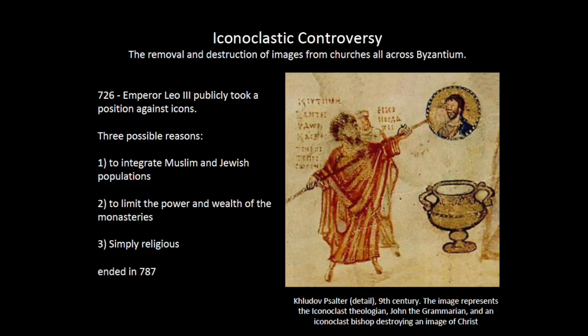The Iconoclastic Controversy. Remember that iconoclasm is the destruction of images, usually for a religious or ideological purpose. And this particular iconoclastic controversy dealt with the removal and destruction of images from churches all across Byzantium. In 726, Emperor Leo III publicly took a position against icons. There were three possible reasons for this. One, he wanted to integrate Muslim and Jewish populations into Christianity. Second, he wanted to limit the power and the wealth of the monasteries. Or three, it was possibly simply religious. The controversies ended in 787.